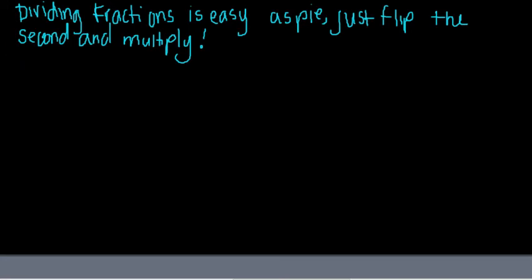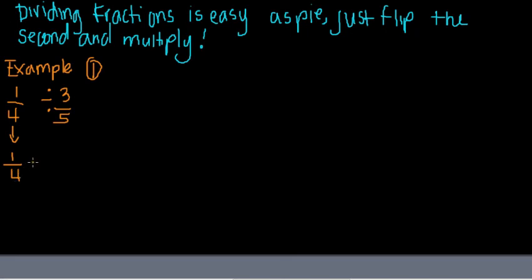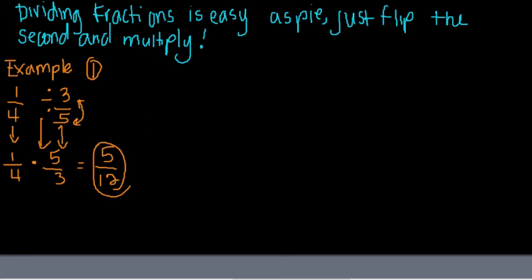Okay, so here are some examples. We're going to start easy. Today's video is just over basic, simple fractions. 1/4 divided by 3/5. So the 1/4 stays exactly the same. The division changes to multiplication, and 3/5 changes to the reciprocal. You're flipping the 3 and the 5. When you multiply, you get 5/12. Easy as that. And you can't simplify 5/12, so you're done.